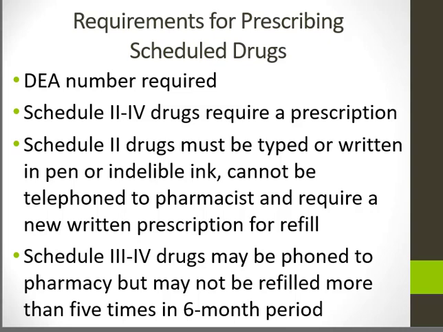So if someone out there is taking an amphetamine salt for ADD, they are probably familiar with having to get a new written prescription for every refill. Schedule 3 through 4 drugs may be phoned to the pharmacy, but may not be refilled more than 5 times in a 6-month period. Also, some states require triplicate or duplicate prescription blanks for Schedule 2 drugs.